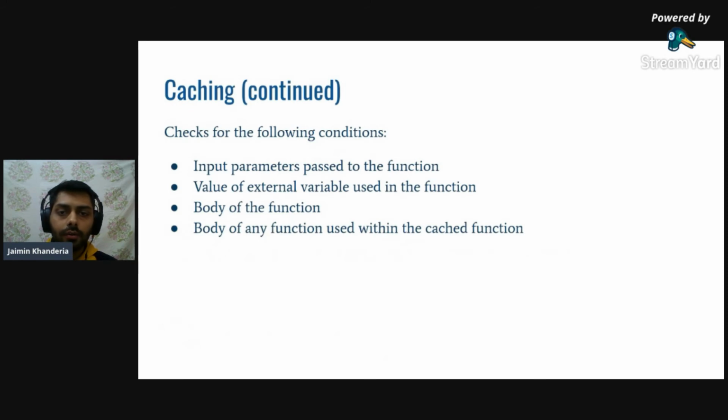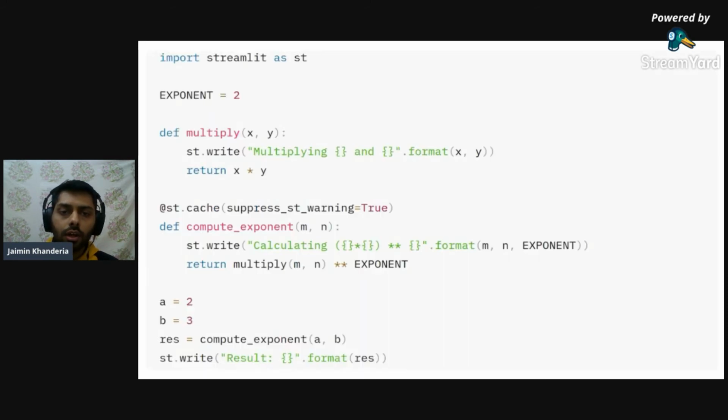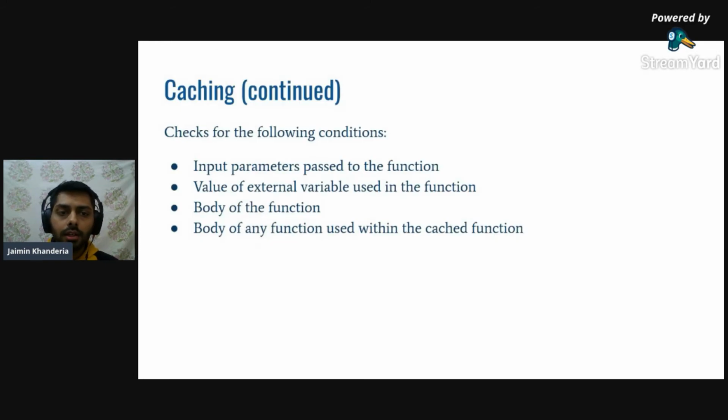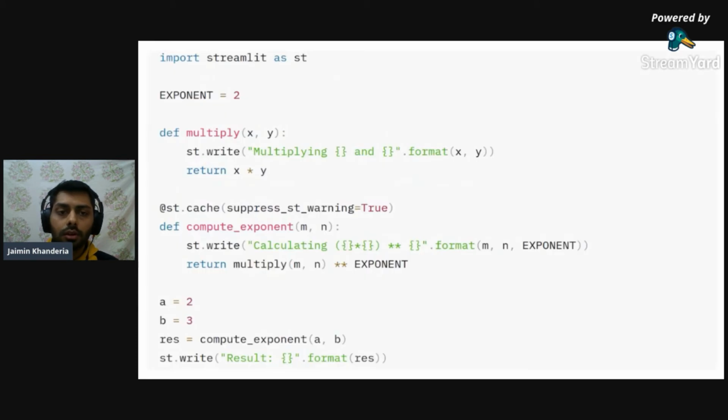The next condition is the body of the function. What it means is if we check the body definition of the function compute exponent and it doesn't change, then Streamlit will use the cached version of the function in the subsequent run. The last condition is body of any function used within the cached function. If we take a look at this code snippet, we see that we are calling an external function called multiply in compute exponent. So if the body of the function multiply changes, then Streamlit won't be able to use the functionality of caching in the subsequent run.